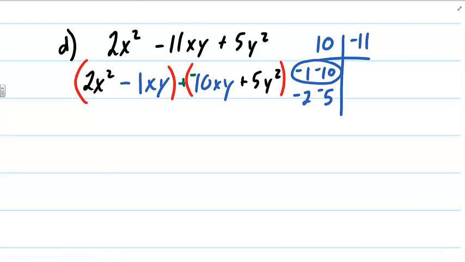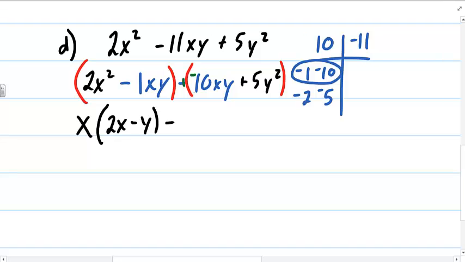Let's see. First group, no number, just an x, which will leave me with the 2 and an x. The minus and the 1, I'm not going to put the 1 there, but the minus with the y I will keep. Second group, I see a minus right away, a negative on that 10. 10 and 5 have a 5 in common. They don't have an x, but they do have a y. Negative 10 divided by negative 5 is 2.